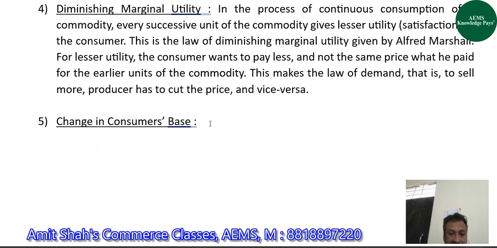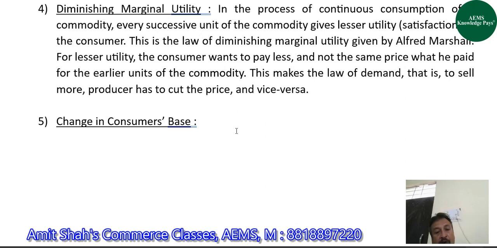So when there is a change in the price of a commodity, let's say the price is falling, now that commodity is within the reach of some more consumers as well. So new consumers join the market and start buying that commodity. Earlier, they were not able to buy it. Why? Because that commodity was out of their reach earlier.